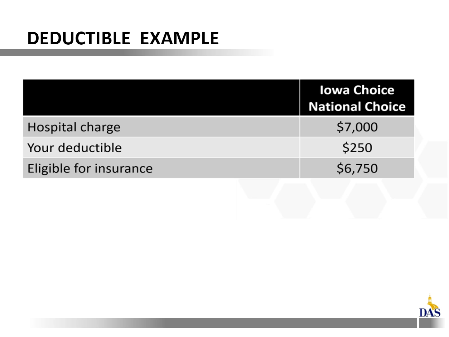In this example, you are admitted to a hospital as an inpatient. Your hospital charge is $7,000. Inpatient services require the deductible to be met before insurance begins to cover the service. The single deductible for Iowa Choice and National Choice is $250. The first $250 of the hospital visit is your responsibility. Based on the plan design, insurance will be applied to the remaining balance of $6,750.